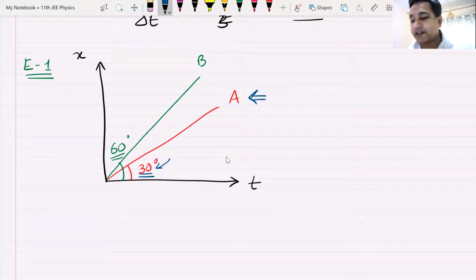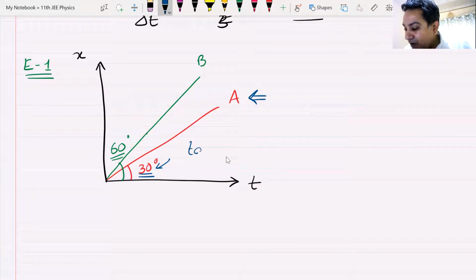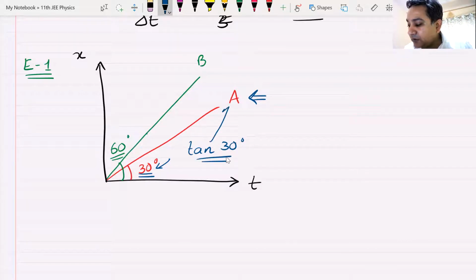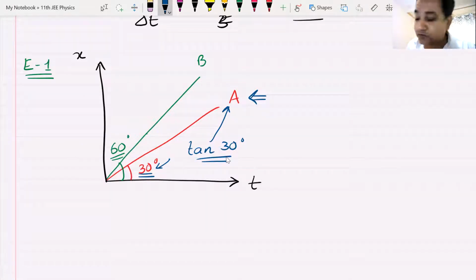Yes, Karthik, you're giving me the right answer. We do not divide angle by angle. We find out the tan of this angle. So tan of 30 degrees will give me the velocity of body A. Yes, Santosh, you're also correct, I think. Shreya, you're also correct, I think. Tan of 30 degrees will give me the velocity of A.